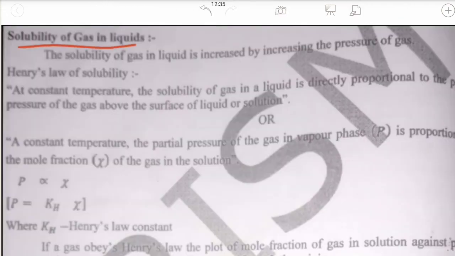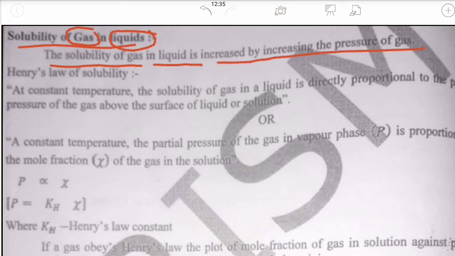Of gas in liquids. Now here the solute is gas and the solvent is liquid. The solubility of gas in liquid is increased by increasing the pressure of the gas. I have already told you that the solubility of gas is mainly increased by increasing the pressure of the gas.